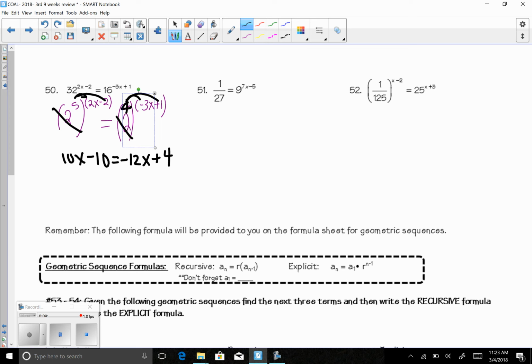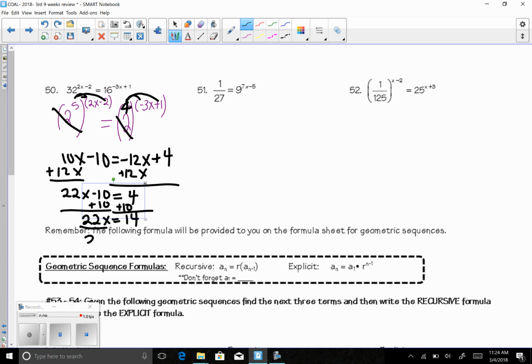Okay, so then I would add 12x to both sides. 22x minus 10 equals 4. Add 10, and I get 22x equals 14. Okay, then we would divide by 22, and you guys should get x equals 7 over 11 there.